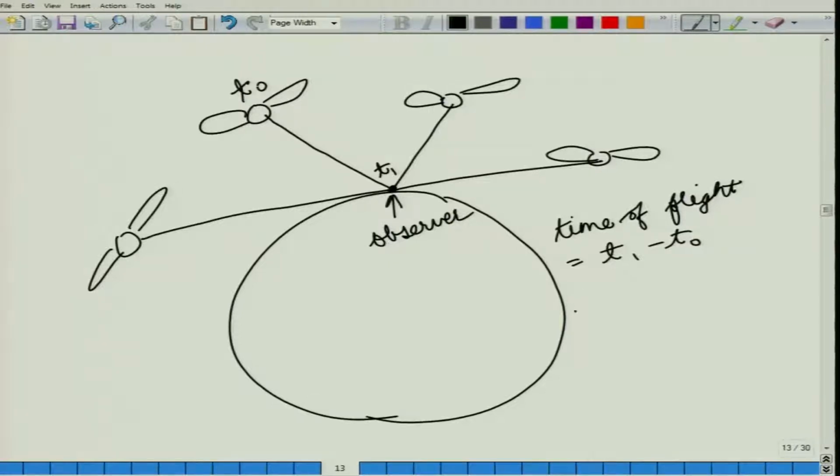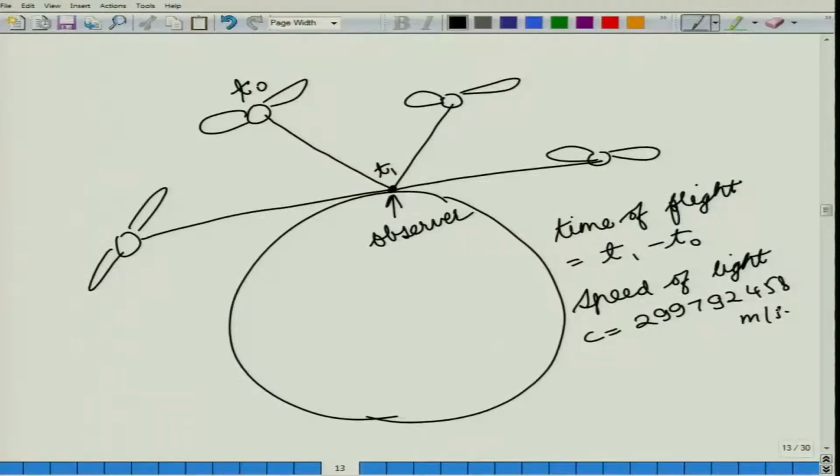Now, we know the speed of light, c, is equal to 299,792,458 meters per second. So, we can calculate this distance d as c times (t1 minus t0). Similarly, let us call it d1, we can also calculate the distance from another satellite, and from another satellite, and so on.